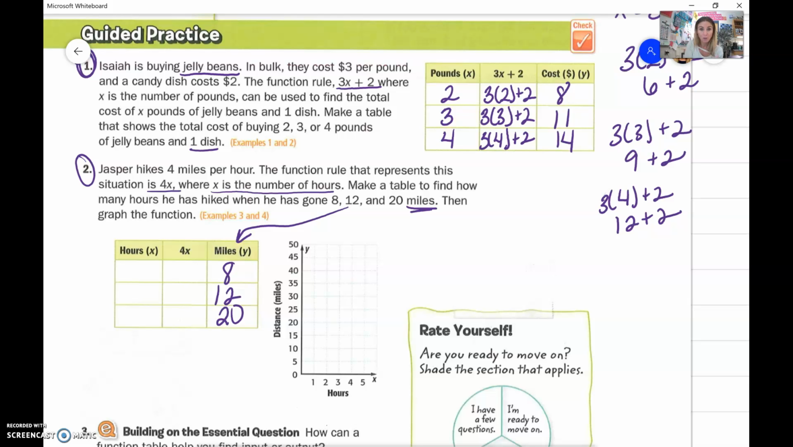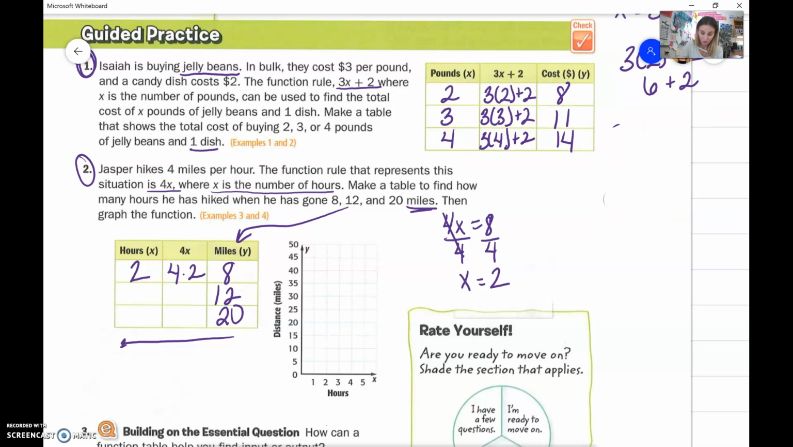So now we're going to work backwards. Since we're working backwards, we're going to write 4x, because that is our rule, equals the number of miles, which is 8. So now we're going to try to figure out what x is. So we're going to divide each side by 4. I'm left with 1x over here, and 8 divided by 4 is 2, so we believe it is 2 hours. Let's see if that works. So 4 times 2 is 8. Very good, that works.